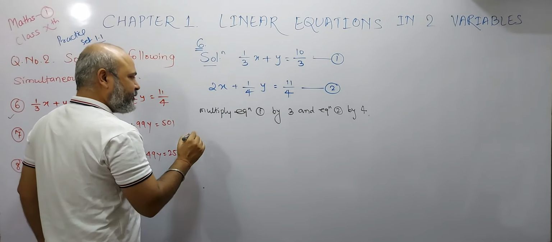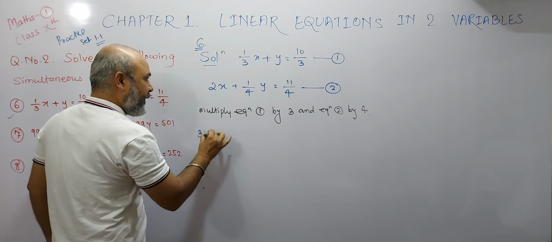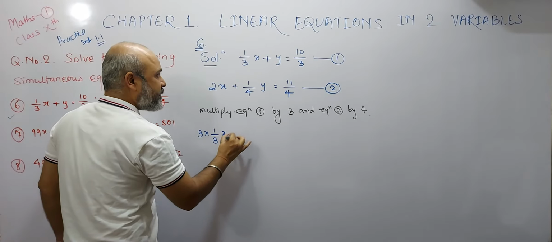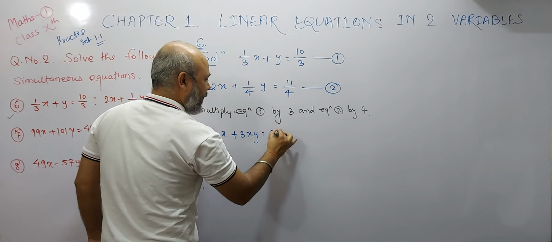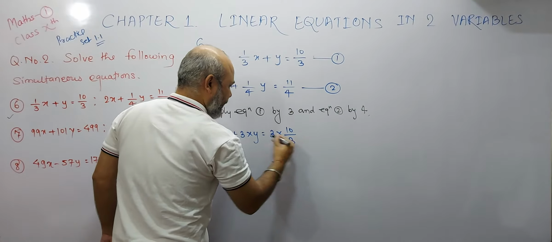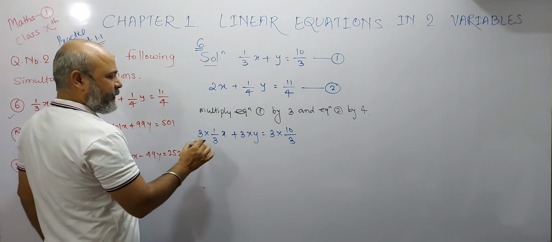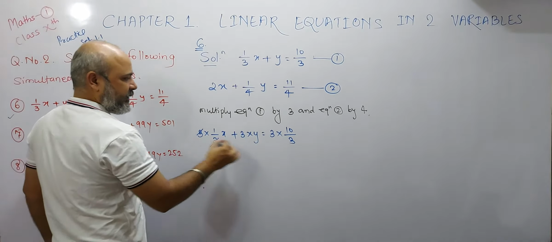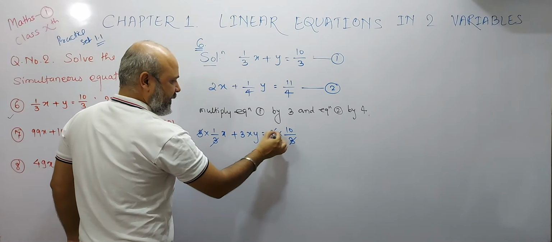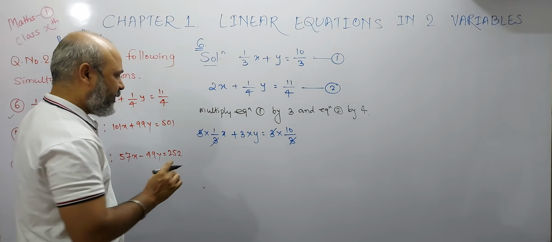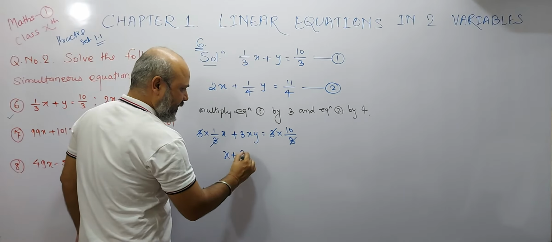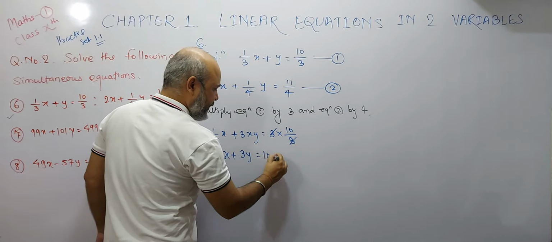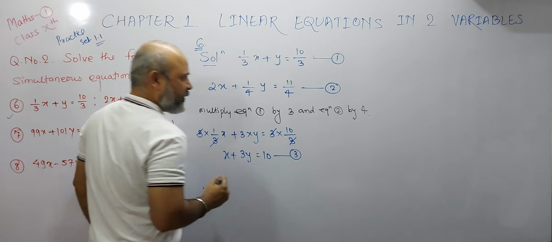So 3 multiplied by 1 upon 3x plus 3 multiplied by y is equal to 3 multiplied by 10 upon 3. Now simply you can cancel out this 3 and this 3, and here this 3 and this 3 will cancel out. So what you will get: 1x plus 3y is equal to 10. This will be equation number 3.